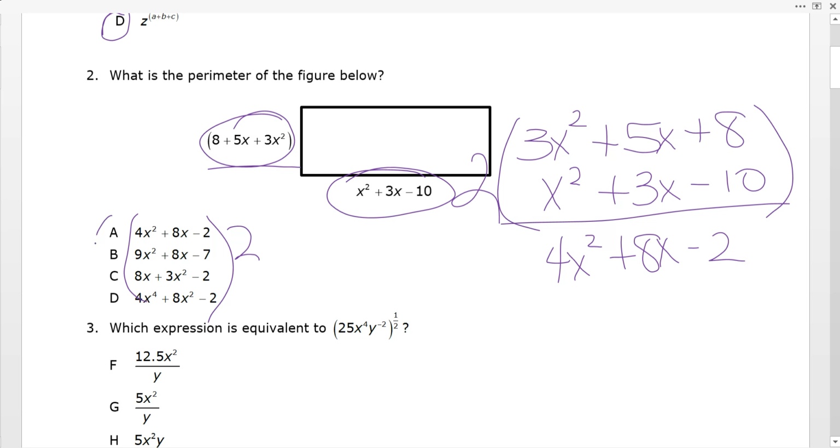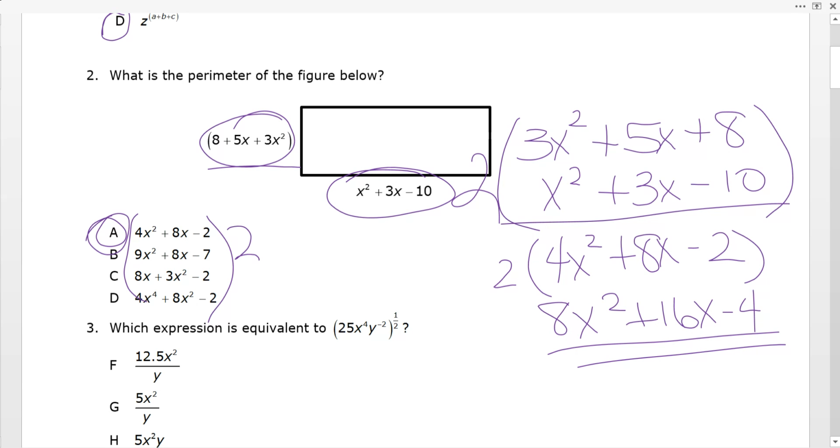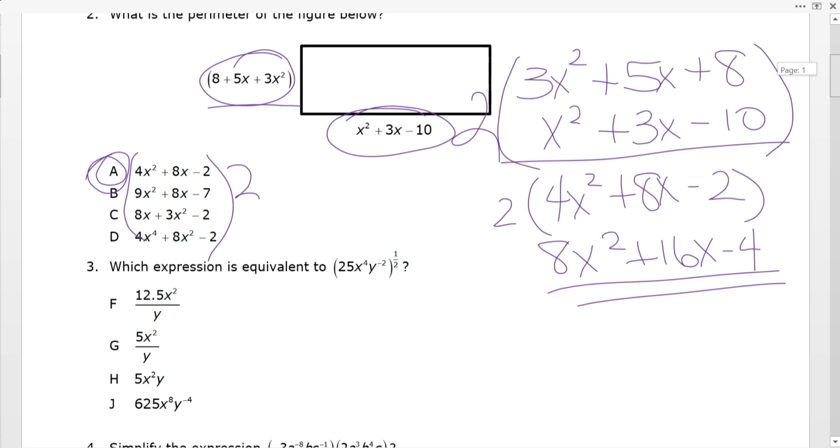So that is answer choice A, but what it really should be is that times 2. So the real perimeter is 8x squared plus 16x minus 4. So that's really the perimeter, even though the answer choices don't match. Okay, number 3.